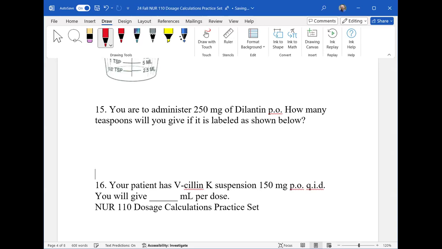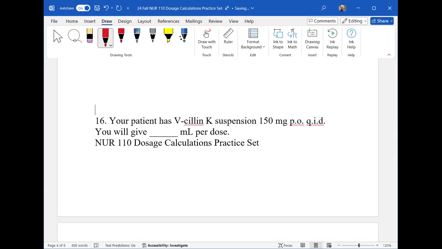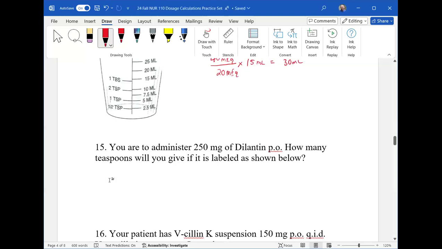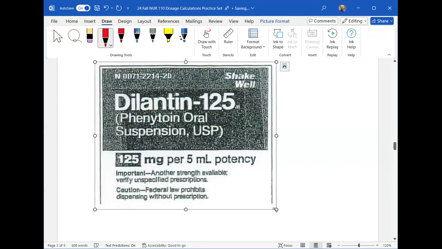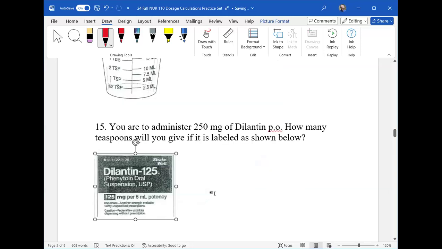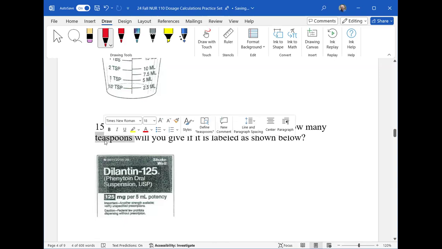This is a good question that gets commonly missed, the Dilantin question. So let me pull up the label. Oh, it's huge. Let's see if we can shrink that down a little bit. There we go. All right. So it says you are to administer 250 milligrams of Dilantin by mouth. How many teaspoons? So this is a big thing. This is where students will miss this because it's asking for teaspoons, but it's available in milliliters. So that means there's a conversion that needs to happen in order to complete this question.